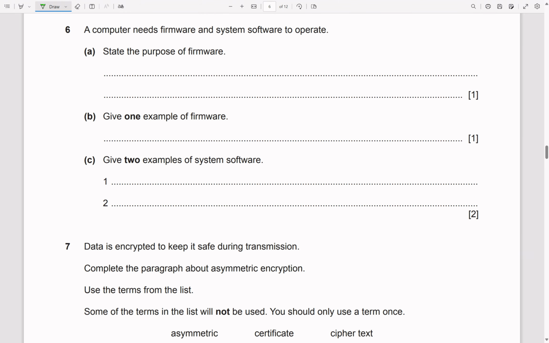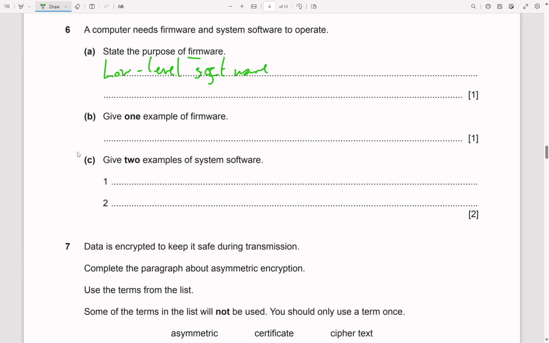6. A computer needs firmware and system software to operate. State the purpose of firmware. So firmware, if we remember the definition, you can kind of think, soft is like squidgy, hard is like a table, it's solid, and firm is somewhere in between. So effectively, firmware is between the hardware and software. In particular, we can say this is the low-level software.